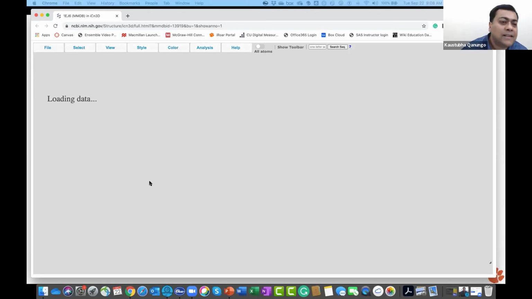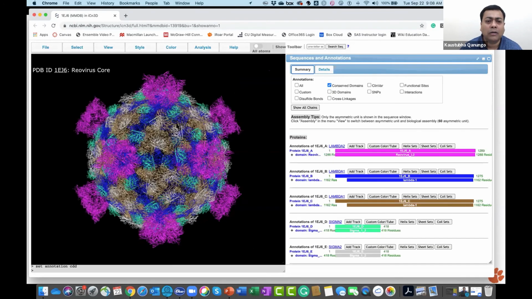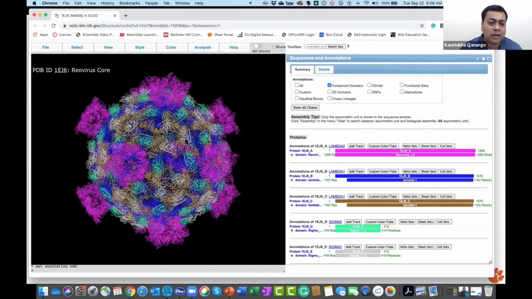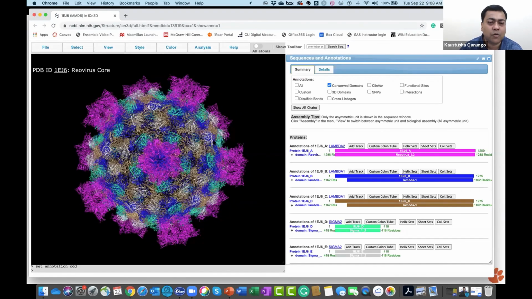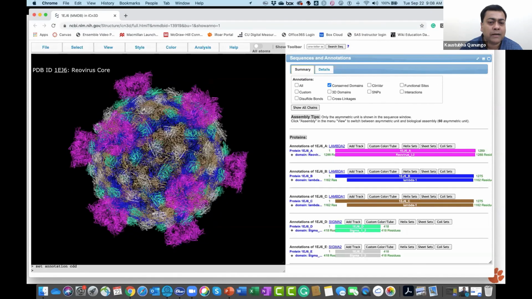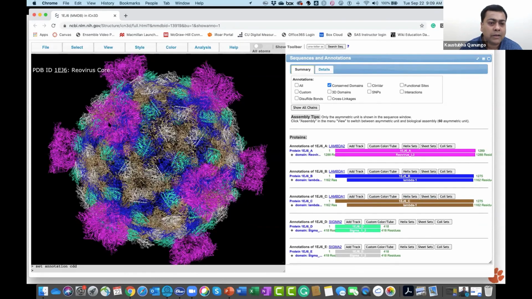All right, so this is a link that you can play with. This is the Protein Data Bank, the PDB, where you have all the different structures. What you are seeing is the molecular structure of the reovirus core. I'm putting this one in a perspective sideways, for example, right here.